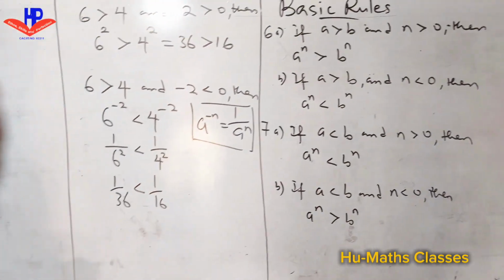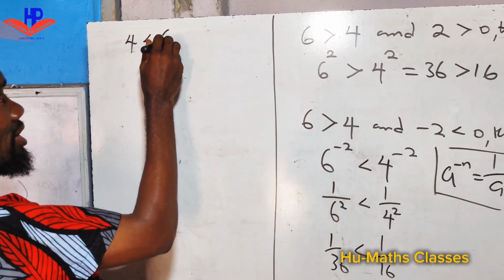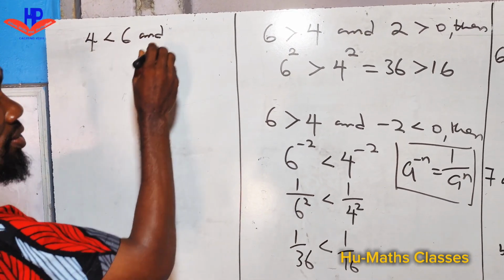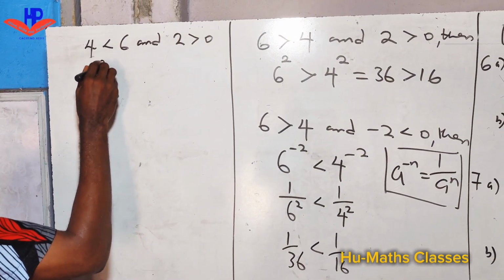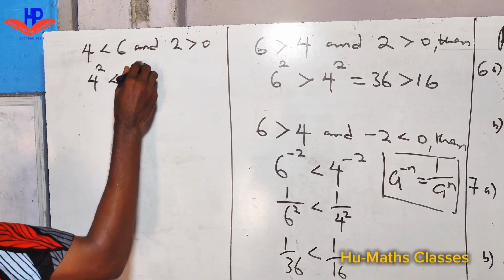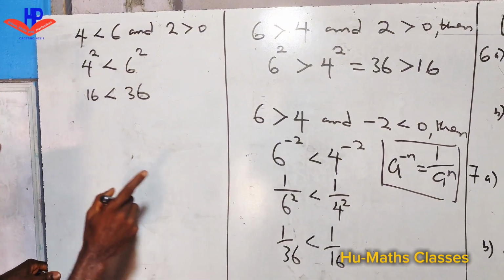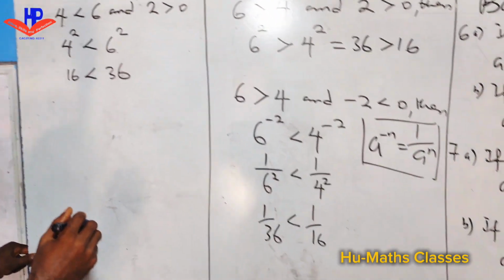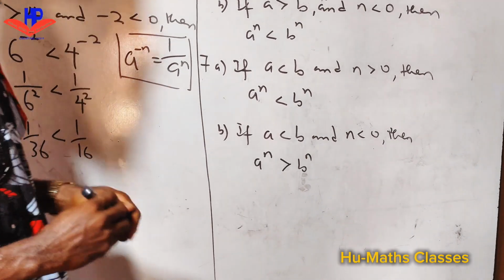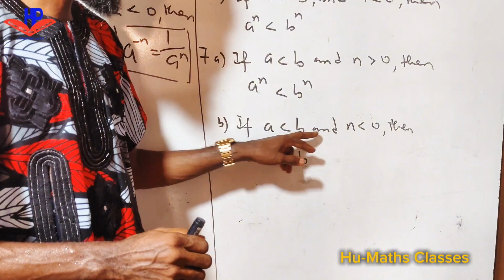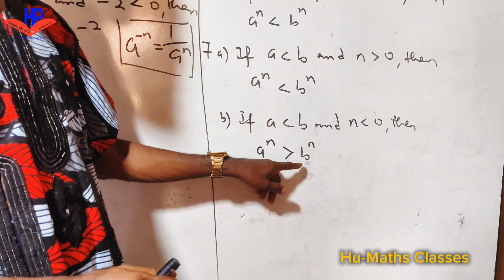If A is less than B, let's use 4 less than 6 and 2 is greater than 0. If that is true, then 4 to power 2 will also be less than 6 to power 2. This will give us 16 less than 36. So that rule is correct. The B part of it says if A is less than B and N is less than 0, then A raised to power N will be greater than B raised to power N.